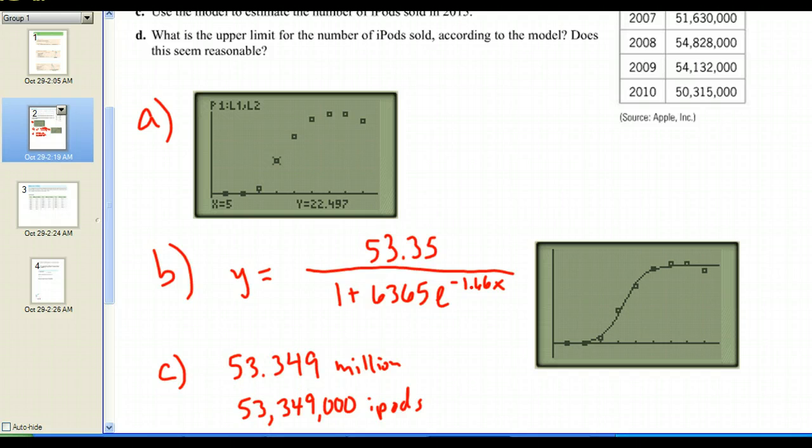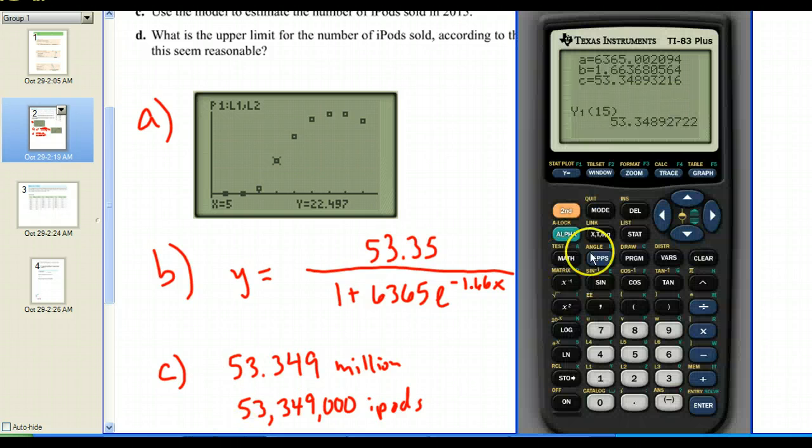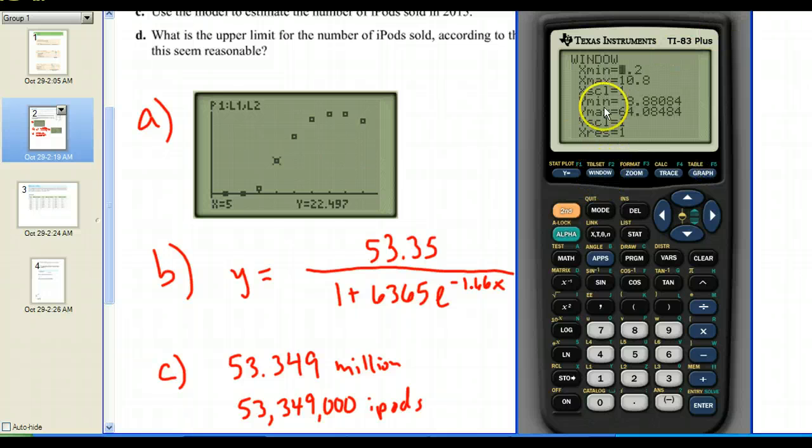Now the other way that I could have done that is go to your graph screen, and remember your window, the X max is the biggest X you can put in there, so make it go beyond 2015, like 16. Alright, 16 would mean 2016, and regraph everything. Okay, so there's my function again. Notice it just levels off, it's almost parallel to the x-axis.